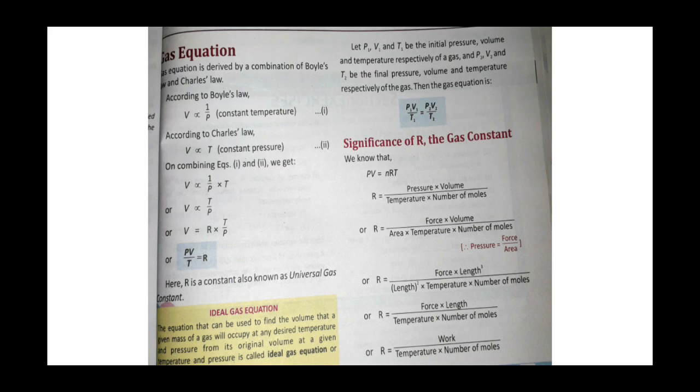Third relation: R = force times length upon length cube upon length square, times temperature times number of moles. After that, R = force times length upon temperature times number of moles. Now force times length is work. So R = work upon temperature times number of moles. So these are the relations of the universal gas constant with temperature, pressure, volume and number of moles.